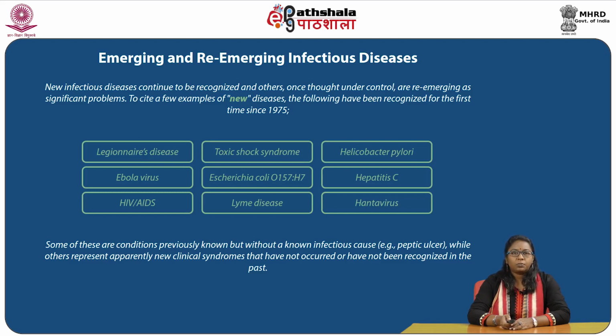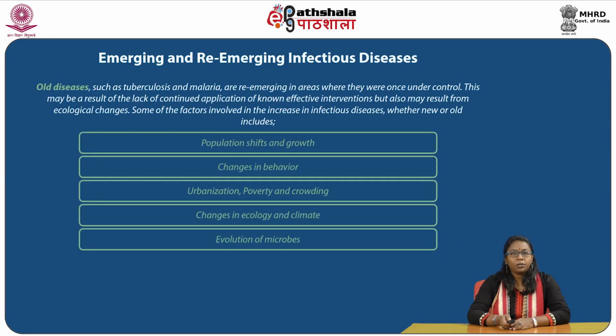Some of these are conditions previously known but without a known infectious cause, for example peptic ulcer, while others represent apparently new clinical syndromes that have not occurred or have not been recognized in the past. Old diseases such as tuberculosis and malaria are re-emerging in areas where they were once under control. This may be a result of lack of continued application of known effective interventions, but also may result from ecological changes. Some of the factors involved in the increase in infectious diseases, whether new or old, include population shifts and growth, and encroachment on previously unpopulated areas.